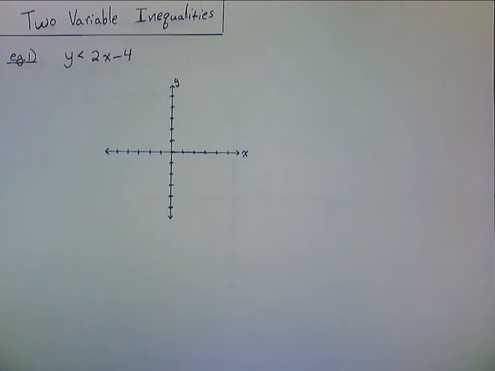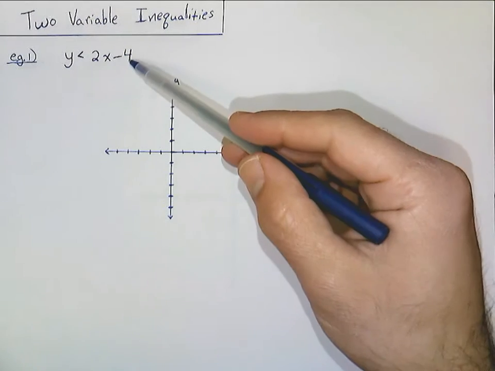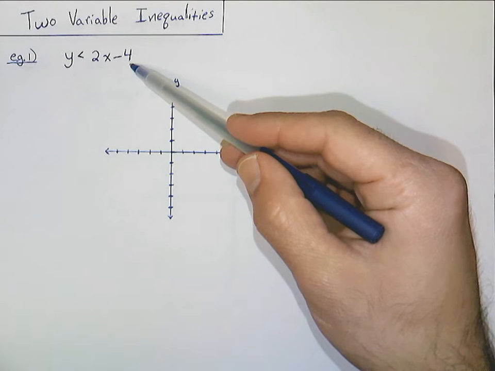Today we're going to be talking about two variable inequalities as well as systems of inequalities. And we're just going to look at a couple of examples here. The first one is this inequality here, y is less than 2x minus 4.